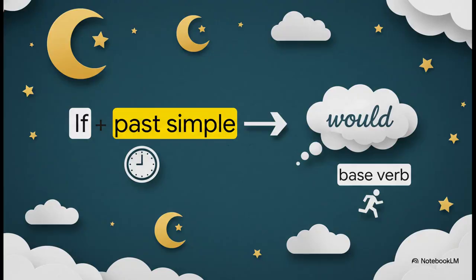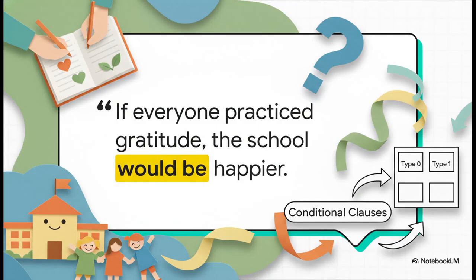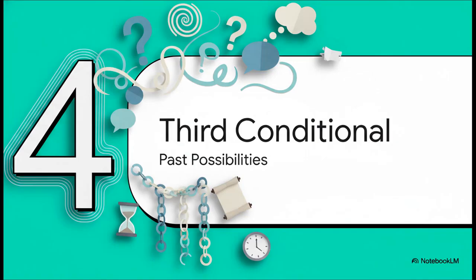Okay, now the formula here is super clever. The if part uses the past simple, and this is so important. We're not actually talking about the past. In English conditionals, we often use the past tense as a signal, a code that means, hey, this isn't real. The result then uses would plus the verb. Think about this one. If everyone practiced gratitude, the school would be happier. That word, practiced, the past tense, is our clue that this isn't what's happening right now. It's an imaginary present, and would be shows us the hypothetical result in that imaginary world.